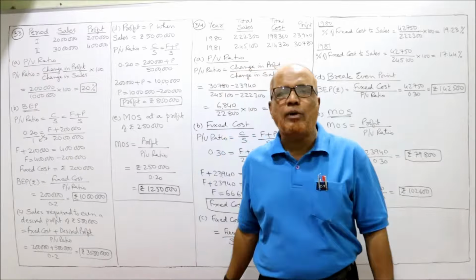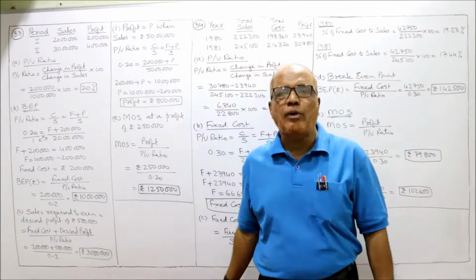Now, sales required to earn a desired profit, formula is fixed cost plus desired profit divided by PV ratio. Fixed cost just now we got, how much is the fixed cost? 2 lakh. And desired profit, how much we want? 5 lakh. Divided by PV ratio 0.2. So 2 lakh plus 5 lakh, 7 lakh. 7 lakh divided by 0.2, you will get 35 lakhs. These are the sales required. When we make sales of 35 lakhs, we will get a profit of rupees 5 lakh.